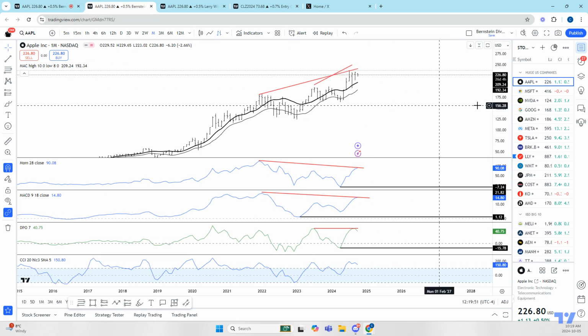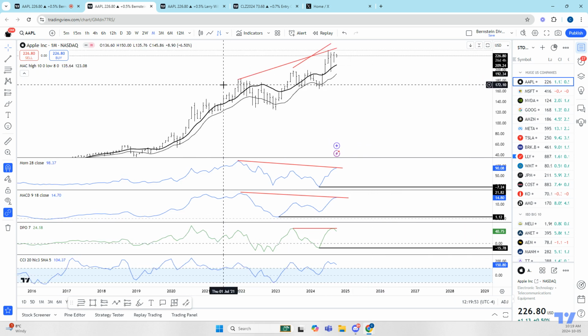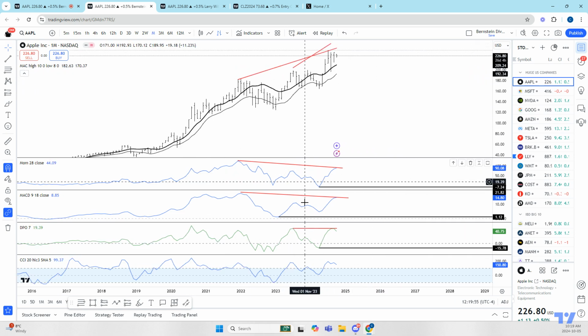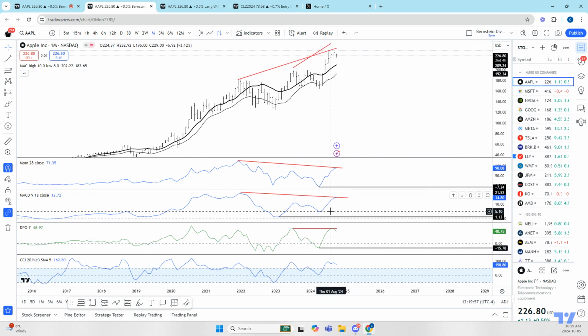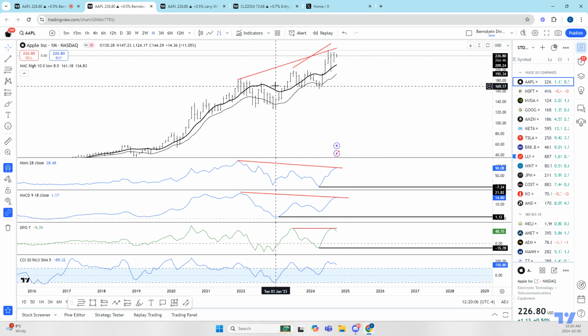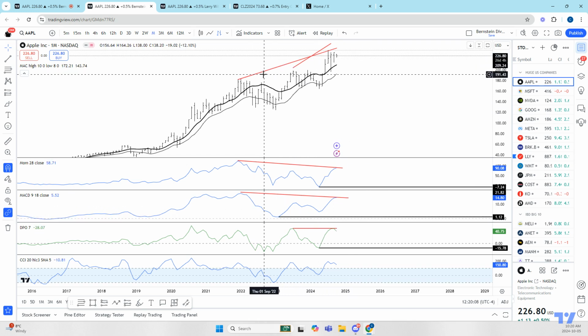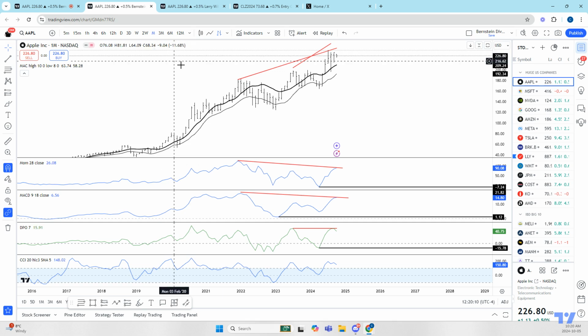Now, looking at divergences on Apple, we see that there are some divergences actually. There are some bearish divergences, but these are just set up. They're not triggered. So these black lines that I've labeled on the chart here, that's what the oscillators would have to close beyond in order for this divergence to confirm. So nothing to worry about at the moment here.